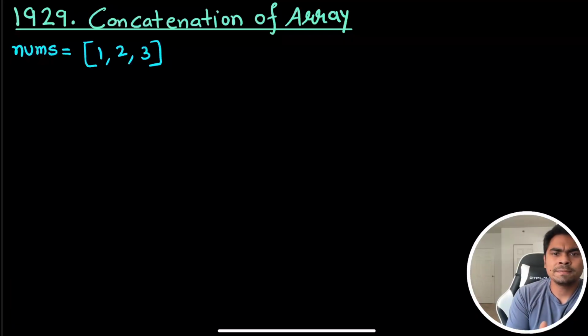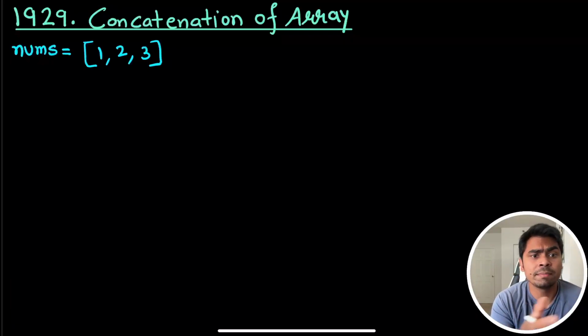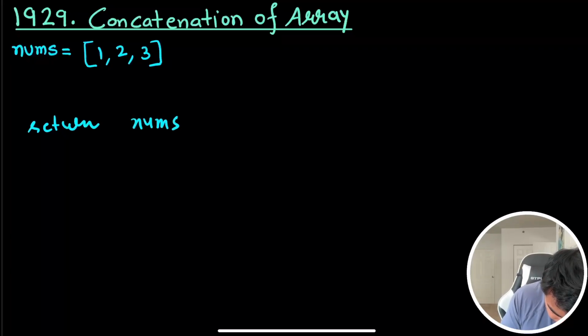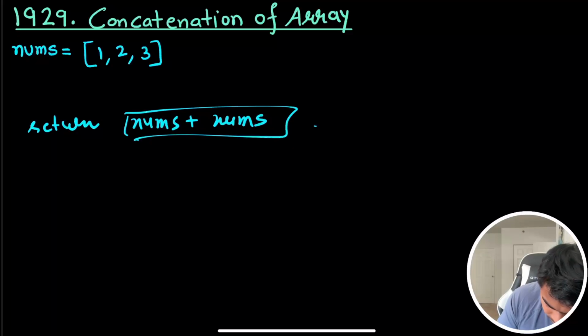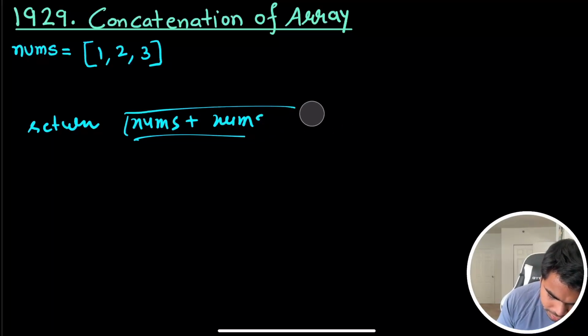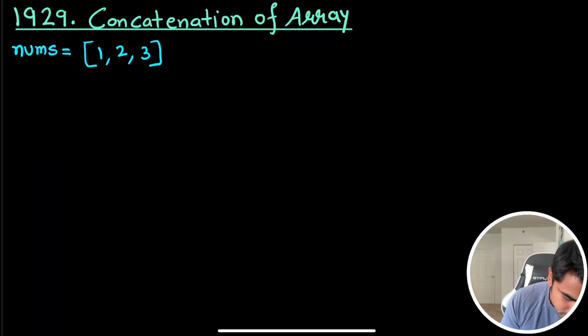If you're solving it in Python, if this is the input, then you can just return nums plus nums. This is going to give you your answer array, right? That is also an answer. But we are trying to solve this a little bit with an intuition.